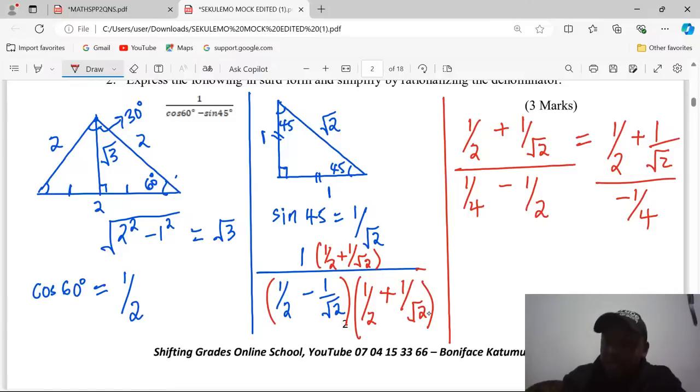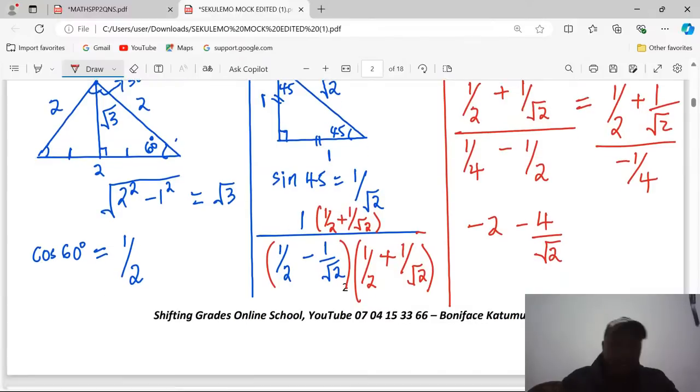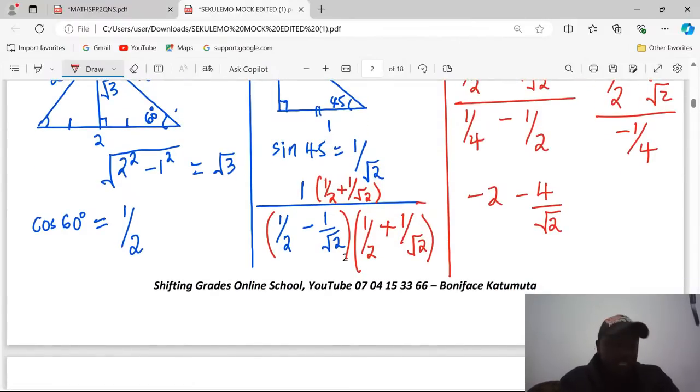The numerator multiplied by negative 4 will be half times negative 4, giving us negative 2, and then minus 4 out of the root of 2. Though it's not good to remain with a surd in the denominator. Sorry, I can see some interruptions here.